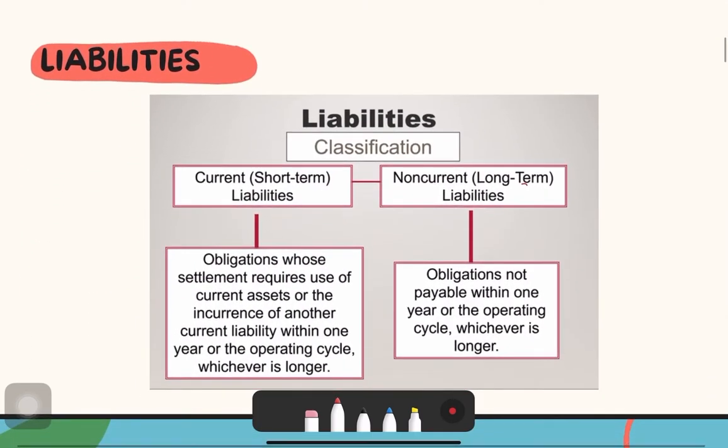We have already learned about liabilities, which are obligations that require future payment of money, service or other assets. For liabilities classification, we have current and non-current liabilities. Current liabilities are obligations that must be settled within 1 year, while non-current liabilities are the long-term liabilities, the obligations not payable within 1 year.